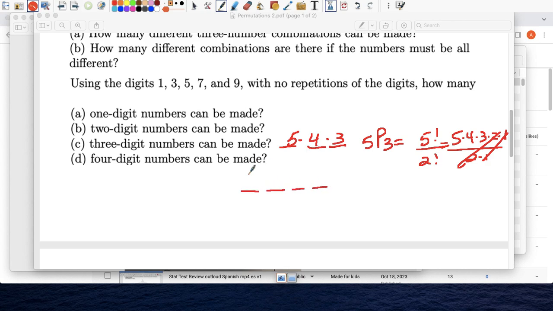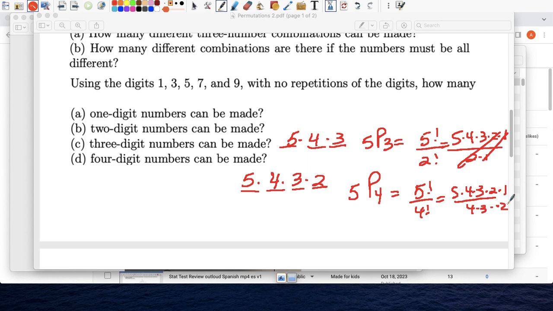And then 4 digits. The quick way: you have 5 choices here. If you take one out, you're going to have 4. You take another one out, you're going to have 3. Take another one out, you have 2. You have 5 different choices, and taking 4 at a time would be 5 factorial over 4 factorial. 5 times 4 times 3 times 2 times 1 over 4 times 3 times 2 times 1. Simplify, simplify, simplify.